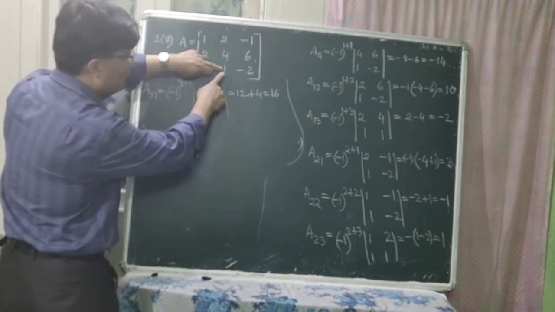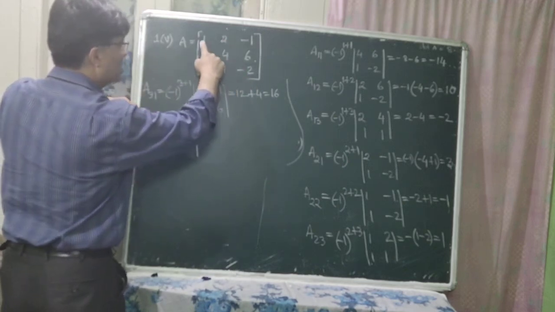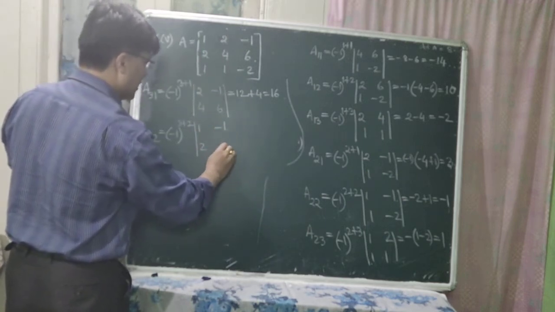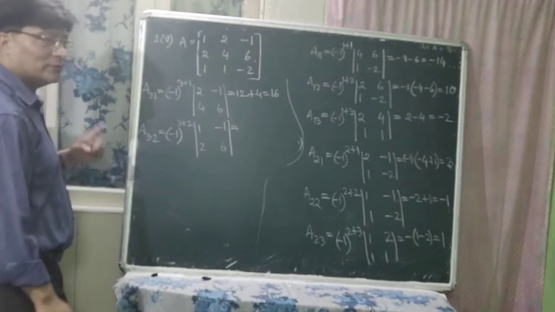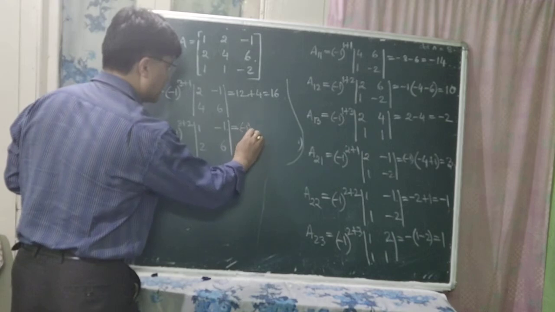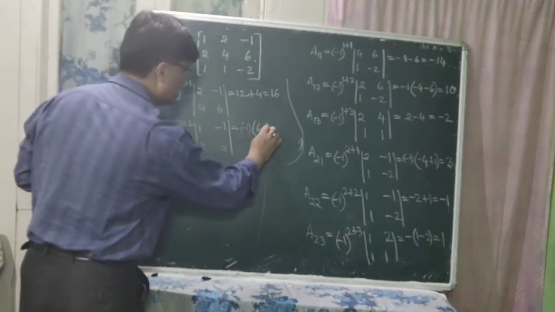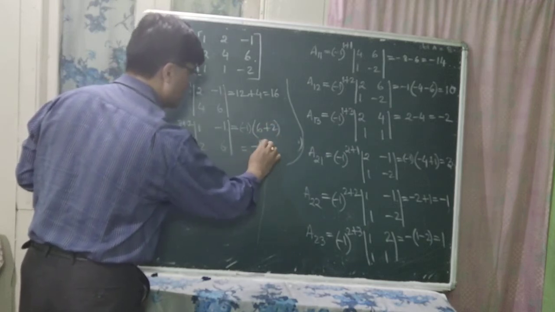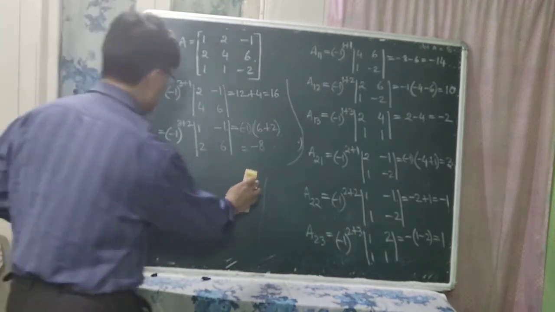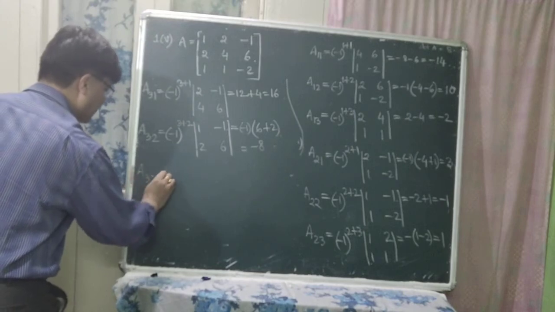Now delete the row and the column through the element 1. That means the third row and second column are deleted. What remains? 1 minus 1, 2, 6. Which is equal to, calculate it: minus 1 whole to the power 5 is always minus 1, and within the bracket it is 6 minus 2 minus plus 2, which is equal to minus 8. So we are getting minus 8. That is A32. Next, A33.